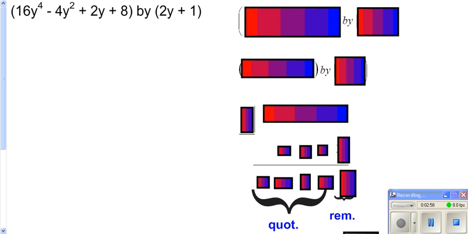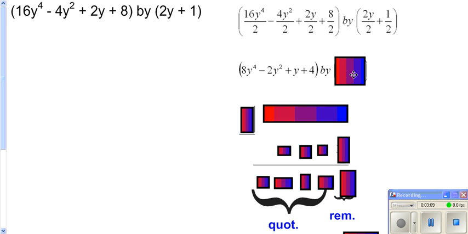See if you can do this one here before we do it. Since I have a 2 in front of my y, I've got to divide everything by 2. It reduces down, simplifies. Take the opposite of what's after my y, put it in my half box. Put my coefficients and constants down.